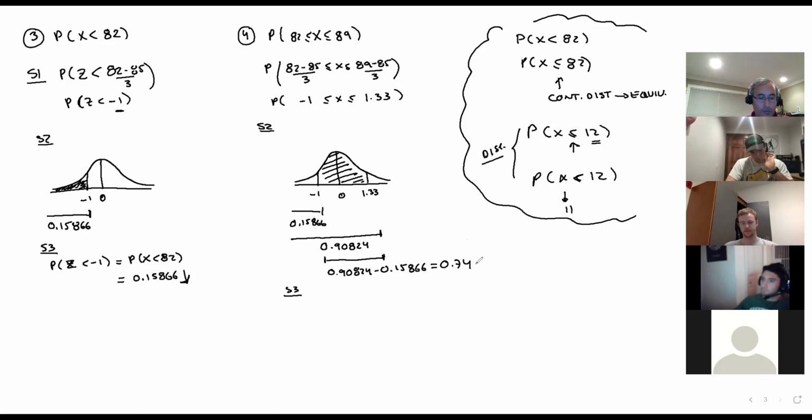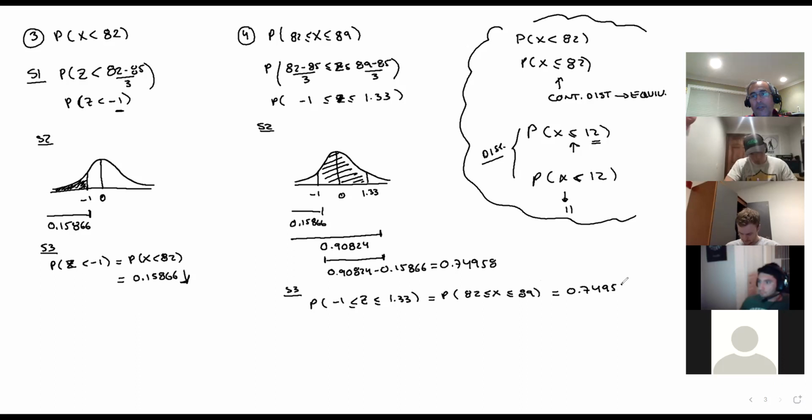So your answer is going to be a probability of, sorry, this is not X, this is C. We need to talk properly, guys, okay? This is not X, this is C. So the probability of C between minus 1 and 1.33, that is exactly the same as the question that we're looking for, 0.7495. Questions?